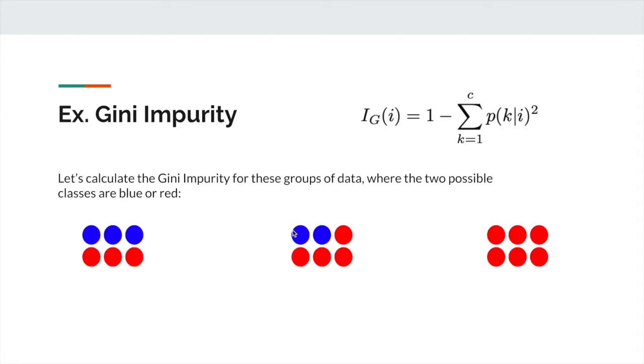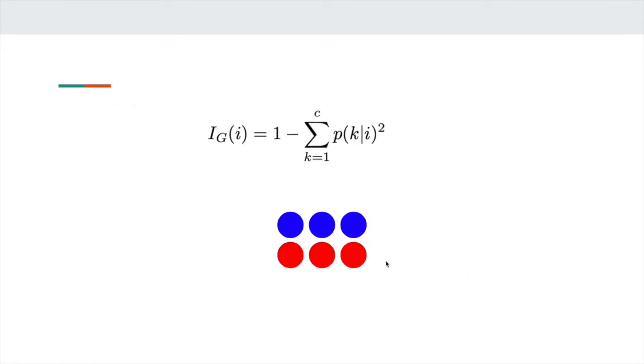So let's go ahead and calculate the Gini impurity for each of these data sets, right? This is one data set, this is another data set, and this is another data set. We're just going to apply this formula and see what the Gini impurities are for each of these groups of marbles, let's say. Take a minute, try to do it on your own, right?